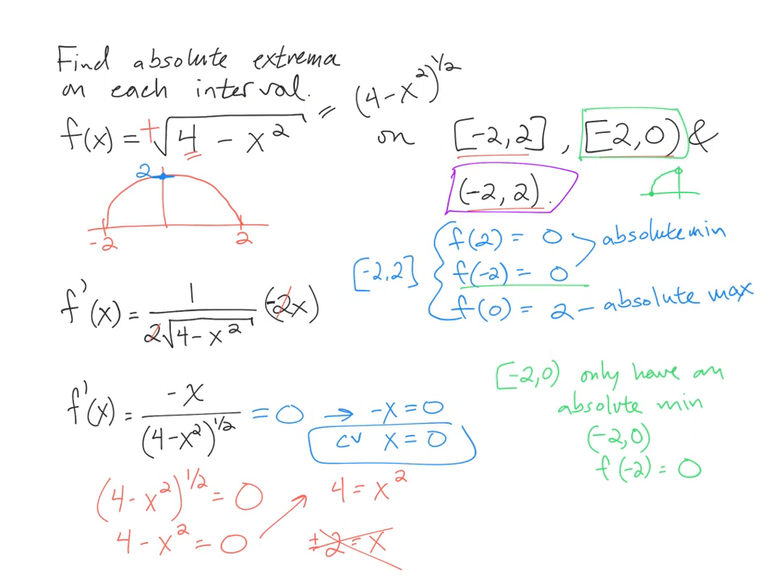So for this last one on the open interval, it would look something like this. We would have 2 open dots, one on each end, leaving us with only a maximum. So on the interval -2 to 2, we only have an absolute maximum. And that would be at f of 0 equals 2, or the ordered pair 0, 2.